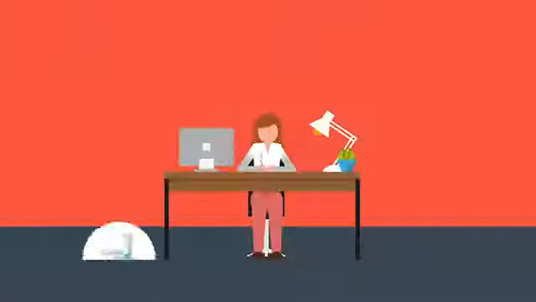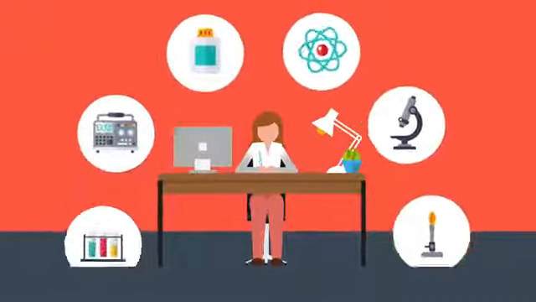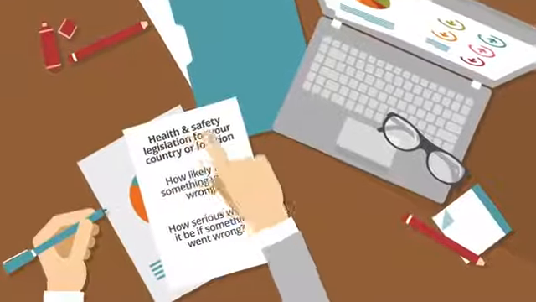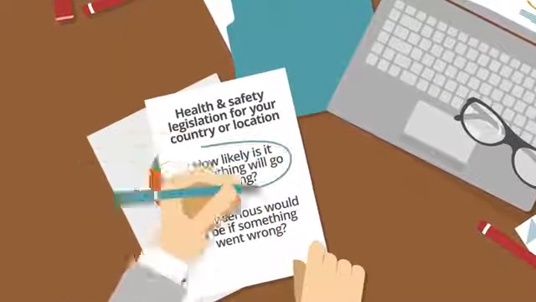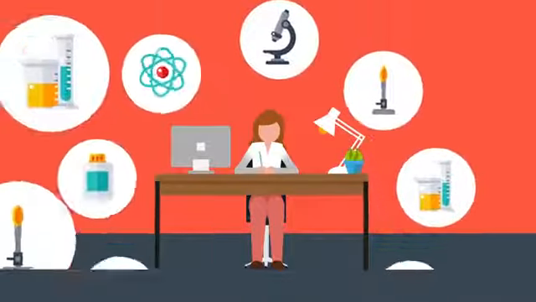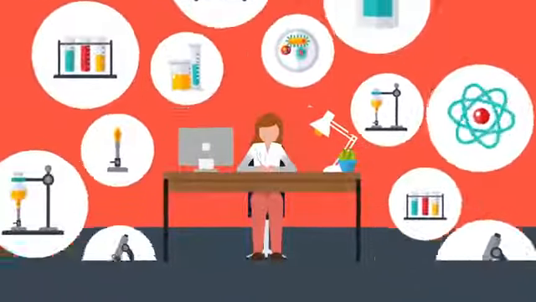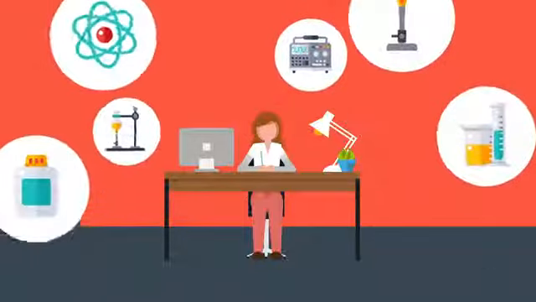Risk is the likelihood that a hazard will cause harm. Before doing any experimental work, you should always complete a risk assessment, which should take into account any health and safety legislation for your country or location. You will need to answer these questions and decide what control measures are needed to reduce the risk. A risk assessment includes whether sufficient precautions are in place or if more needs to be done to prevent harm. The aim is to reduce risk to an acceptably low level.